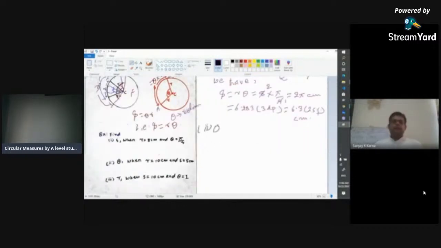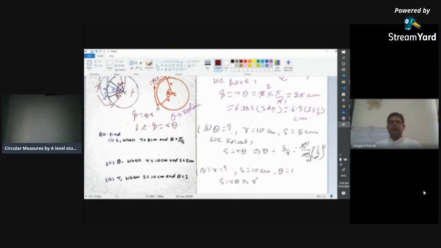Alright, and then in question number 2, you have theta equals what when r equals 10 centimeter and s in this case is given as 5 centimeter. Theta equals s divided by r, so s is 5 centimeter and r is 10 centimeter, and then it is 0.5 radian.